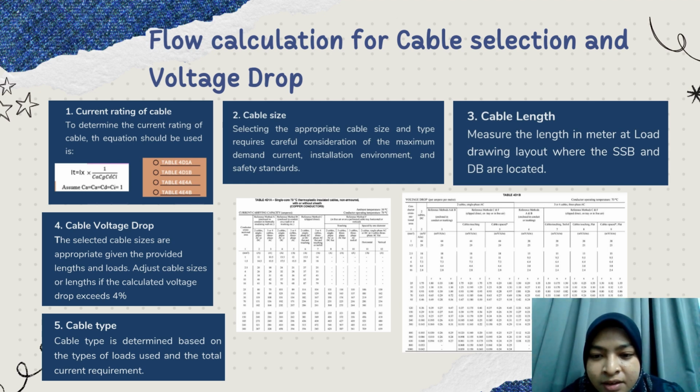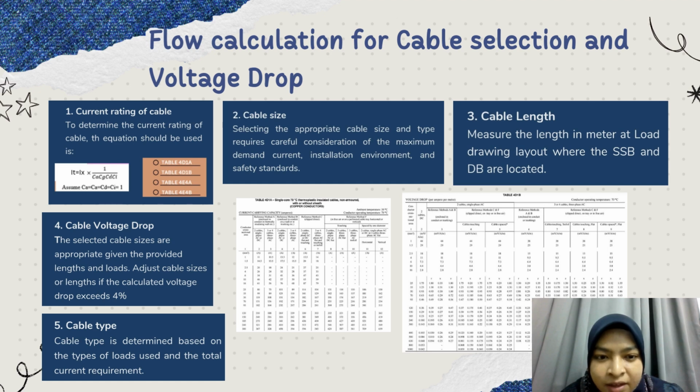To determine the current rating of the cable, the equation that should be used is maximum demand times 1 over the correction factor for ambient temperature times the correction factor for grouping of conductors times the correction factor for thermal insulation times the correction factor for cables. Then we can choose the cable size. Selecting cable size and type requires careful consideration of maximum demand current, installation environment, and safety standards. The cable size we can choose is from the table for D1A and for D1B.